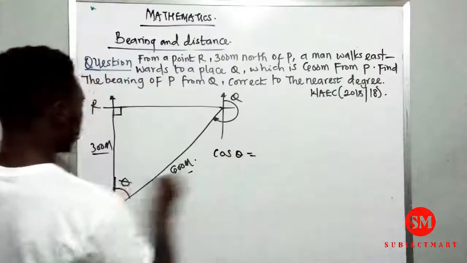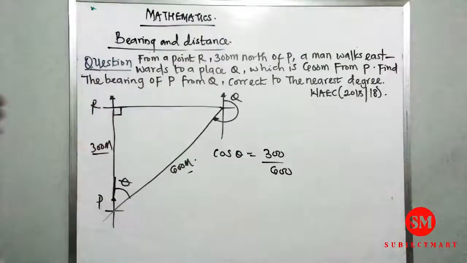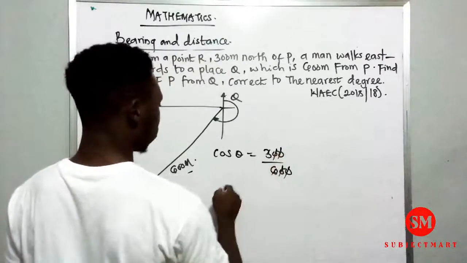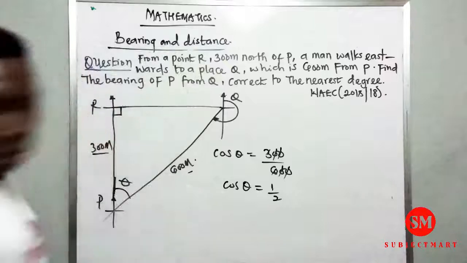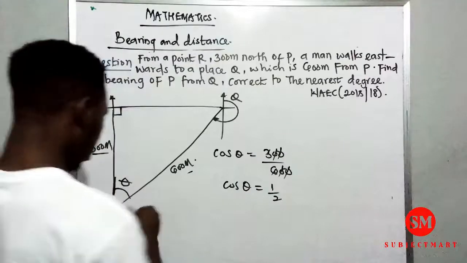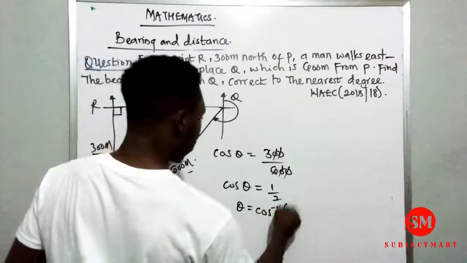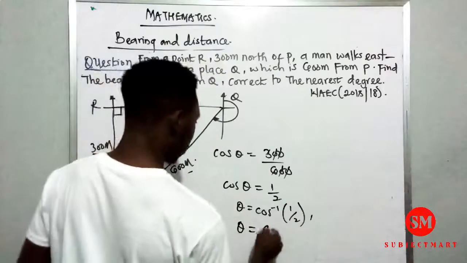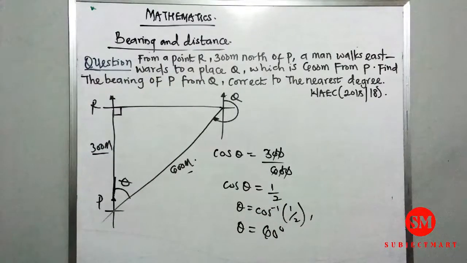Cos theta here is going to give us 300 over 600. So can I reduce this? 0 cancels 0, 0 cancels 0, so 3 here 1, 3 here 2. So cos theta here is equal to 1 over 2. It being 1 over 2 there, we can now proceed. Theta here is equal to cos inverse of 1 over 2, that is going to be 60 degrees.